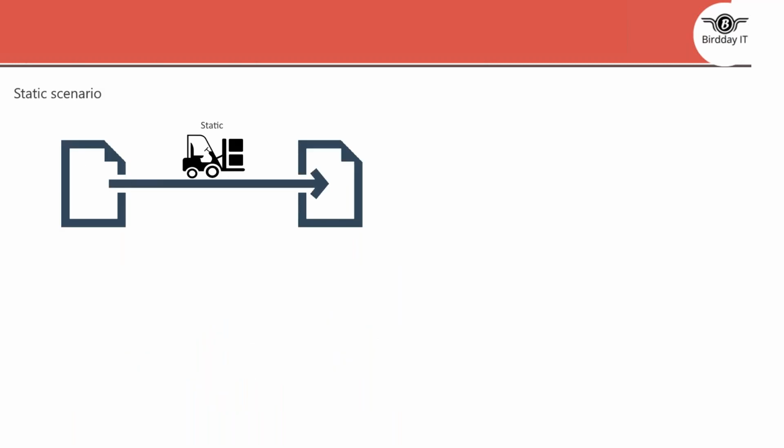The static scenario refers to a complete copy. So all lists, libraries, content types, and site columns are copied one-on-one to the new environment, including all data and documents. We also call this scenario forklifting. That's why I make a forklifting image.